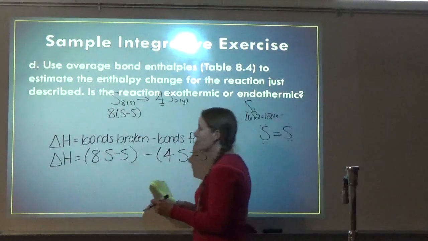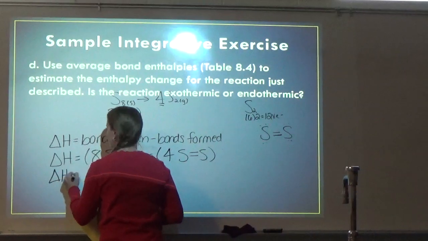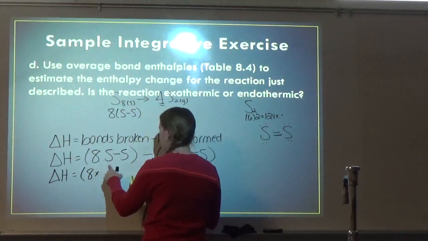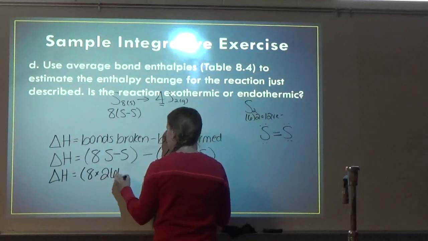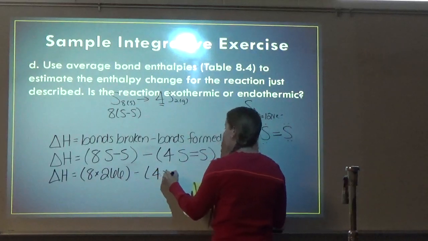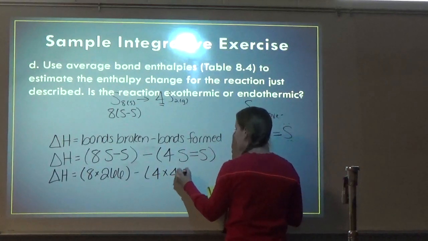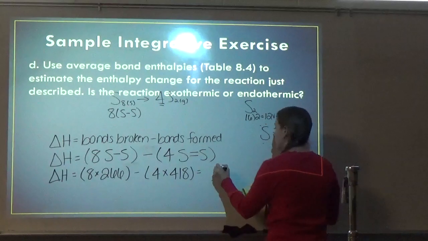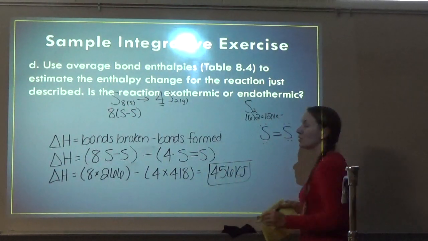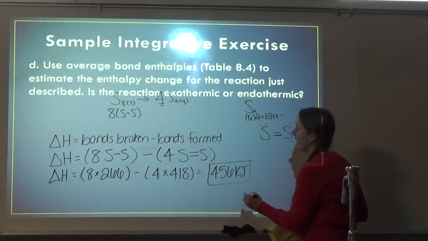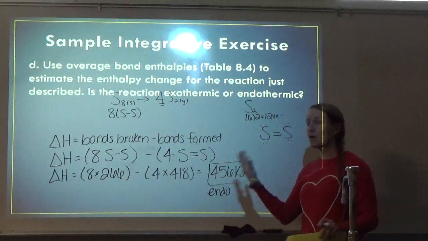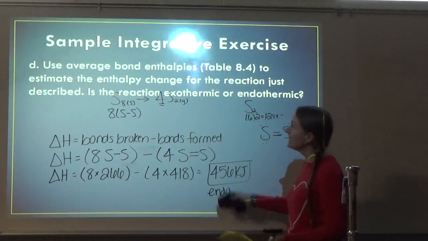So then I would go to my bond enthalpy chart to get the numbers. So I have those written down right here. So it ends up being 8 times, for that SS single bond, it's 266. Remember, that's kilojoules per mole. And then 4 times SS double bond is 418. And so I end up getting 456 kilojoules. So since my delta H is positive, that makes it endothermic. Okay, if my delta H was negative, that would be an exothermic reaction. So it's endothermic.